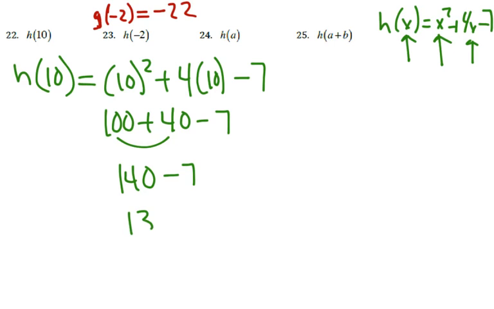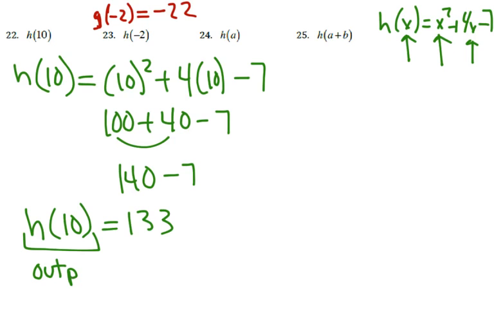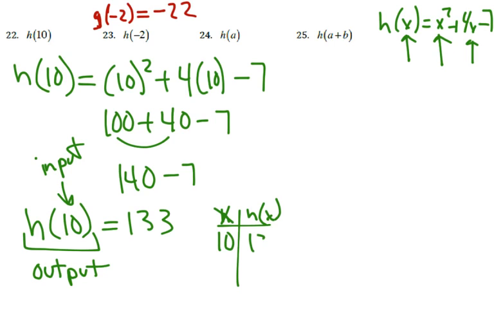Minus 7, 133. That is the output, that is my result when we have an input of 10. If I were making a table of values, I'd have x and h of x, and it would be 10 and 133. And I could do it for negative 2 and have negative 2 and some other number.